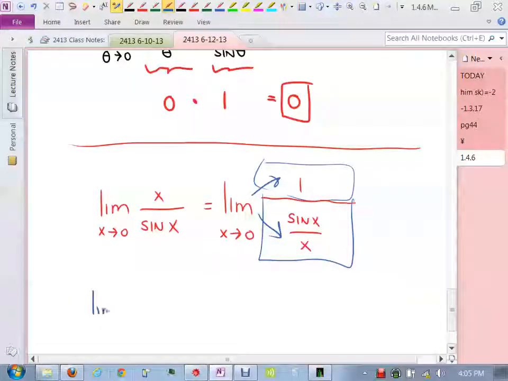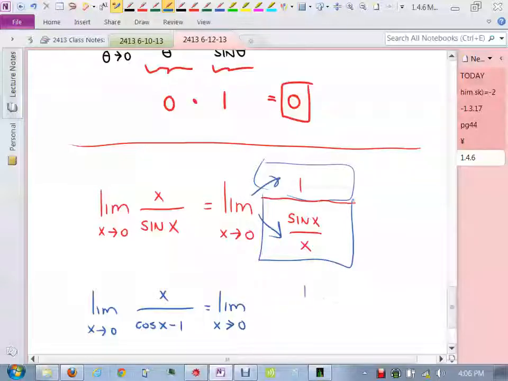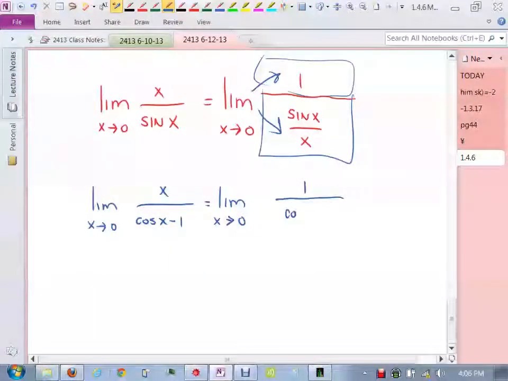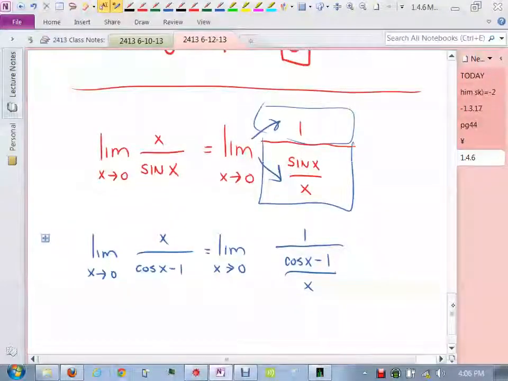If you try and do the same thing with the cosine x minus 1 over x, this one right here, then you'd rewrite that as 1 over cosine x minus 1 over x. Are you following what I did there? Now, if I do the limit on top and bottom, I get 1 on the top, but what do I get on the bottom? 0, and you get division by 0. So you can't flip it. Okay. That's just a little side note. Not everyone needs to know that.